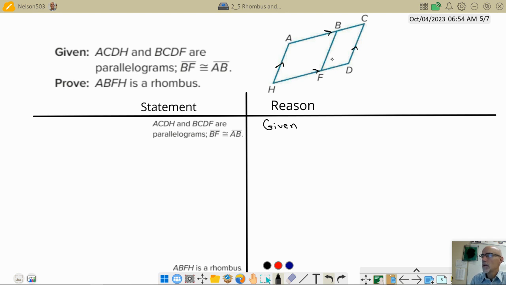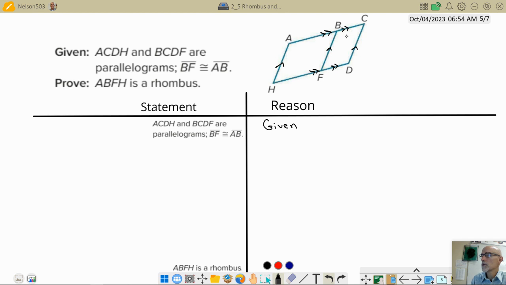And then they're saying that the littler one is a parallelogram. Well, it's got one little arrow here, so I'm going to put one little arrow there. I can't put one arrow here, so I'm going to put two arrows here. And so this side here is parallel to this one right here.